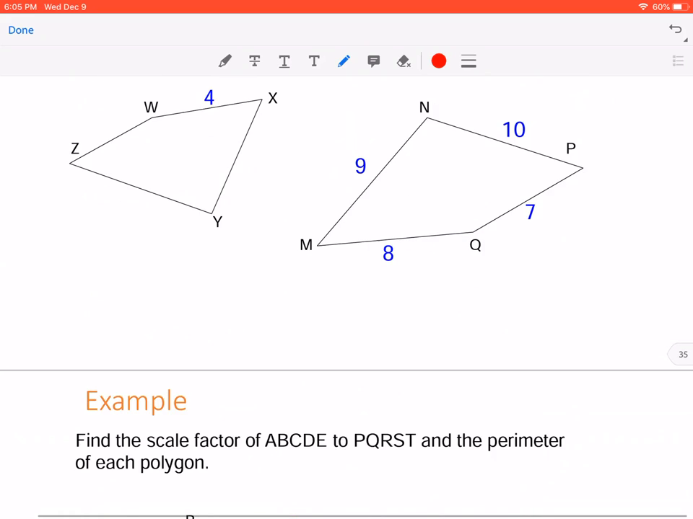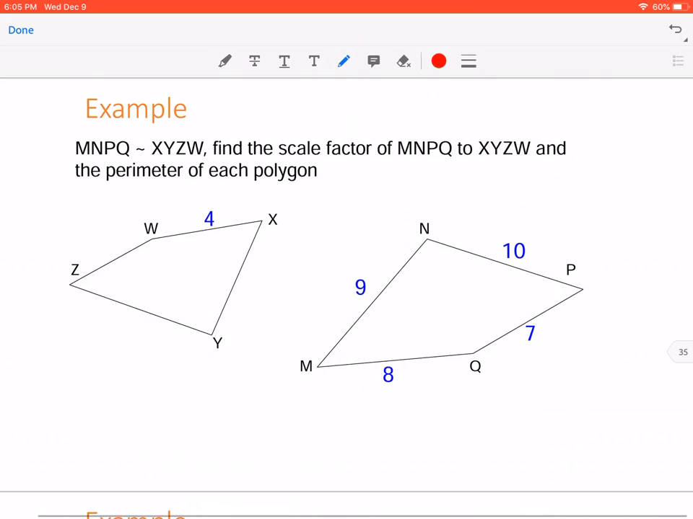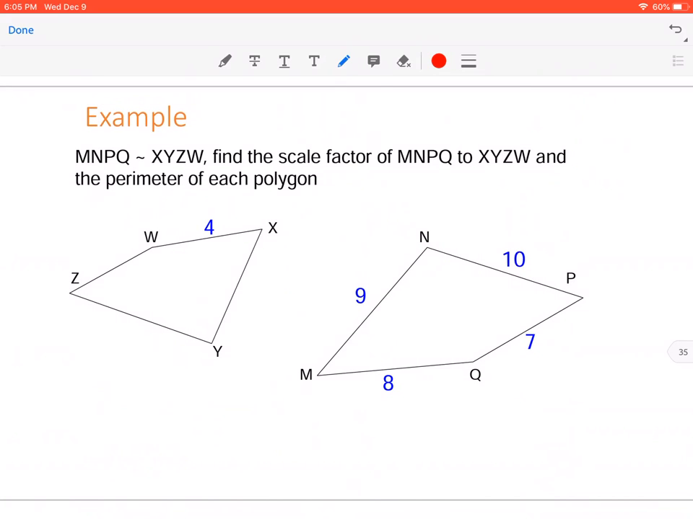I'm not going to go through everything here. Okay, so it's telling you that these two are similar to each other. There's your key right there. Find the scale factor of MNPQ to XYZW. So this is the first one, and this is the second one. We're going to find the scale factor from the first one to the second one. So all we got to do is find a match, and then we're done.